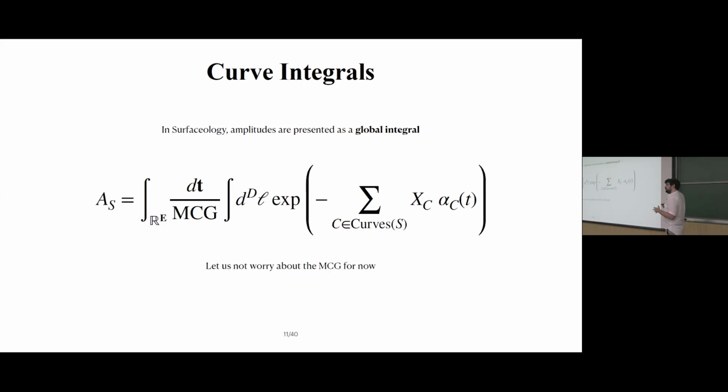Finally, we have to do something. We have to mod out by a certain symmetry that acts on this integrand. But today it will not play a particular role, so we can safely ignore it. Okay, the claim is that this integral is the scattering amplitude.